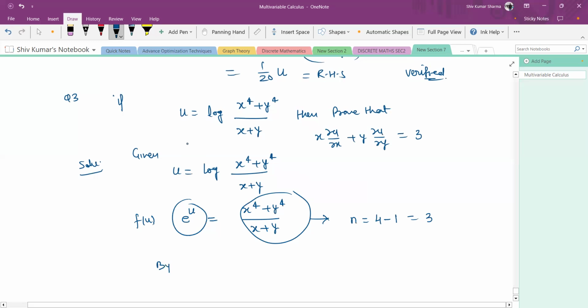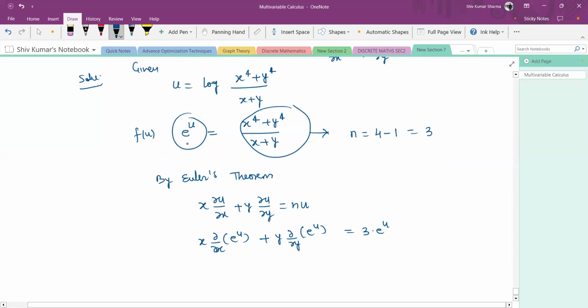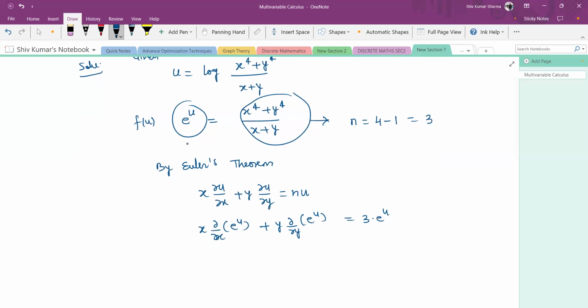So by Euler's theorem, we have x del u upon del x plus y del u upon del y is equal to n f of u. So here u is replaced by f of u. f of u means e raised to the power u. So we write down as x del upon del x into e raised to the power u plus y del upon del y into e raised to the power u is equal to degree is 3 into e raised to the power u.